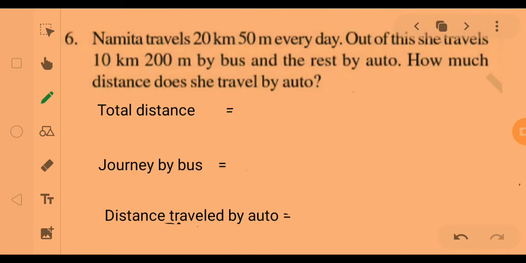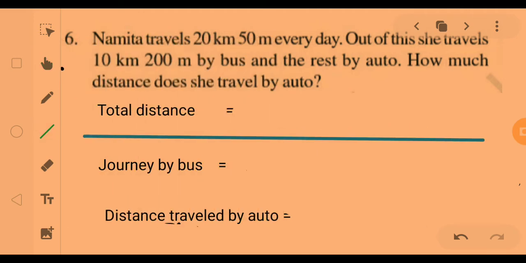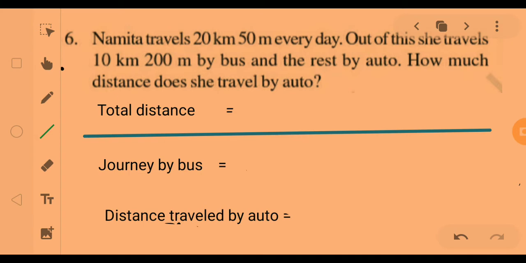Let's move to the next problem. Namita travels 20 kilometer 50 meter every day. Out of this, she travels 10 kilometer 20 meter by bus and the rest by auto. How much distance does she travel by auto? So let us take the total distance. Here I drew a line. Let us assume that the total distance Namita travels is represented by this line.